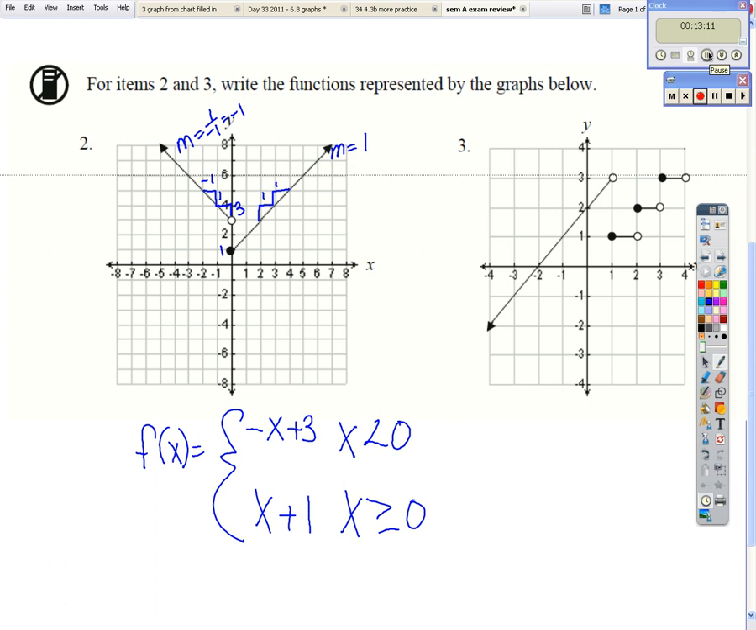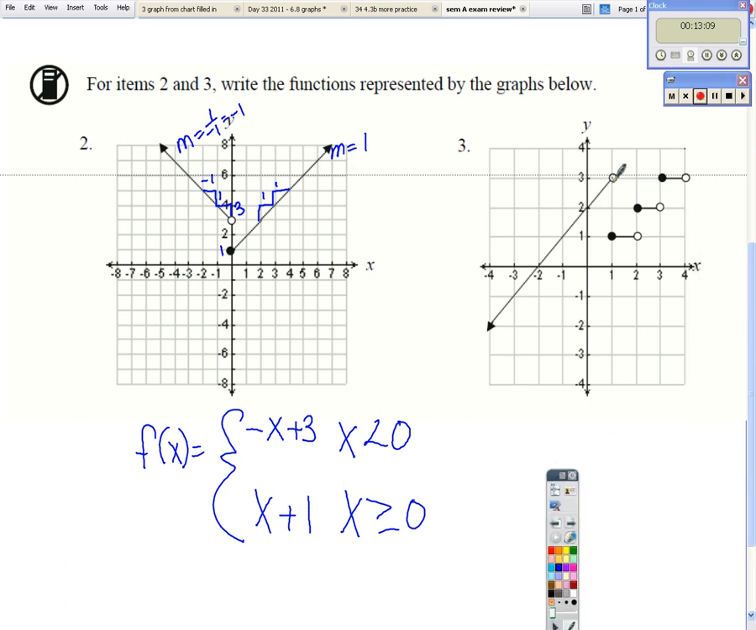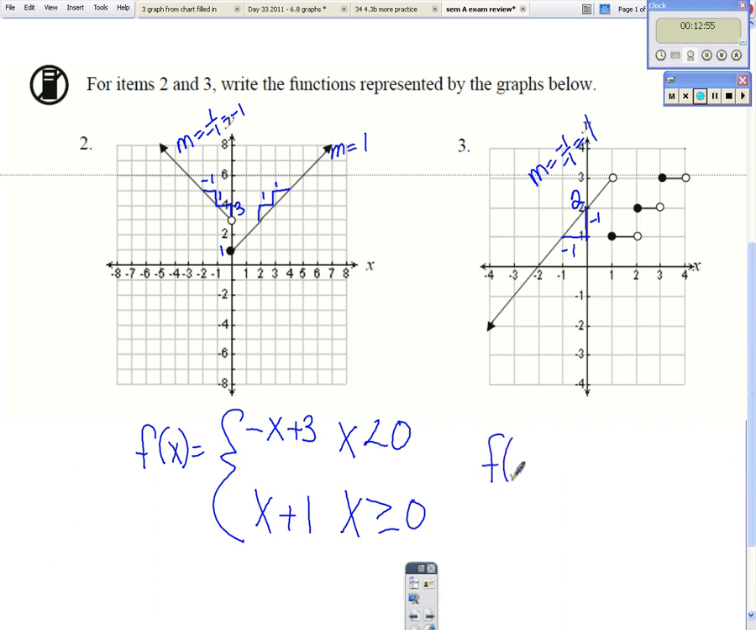Now for this function, my first piece here has a y-intercept of 2 and a slope. See, this is down 1 and left 1, so the slope, negative 1 over negative 1, is positive. So when x is less than 1, my equation for that piece is x plus 2.